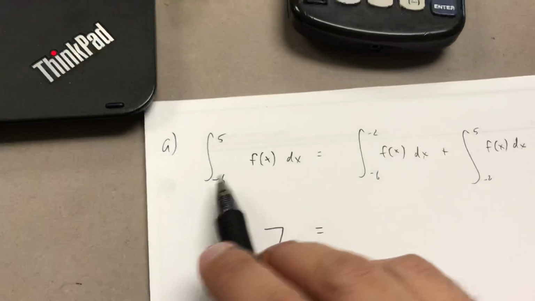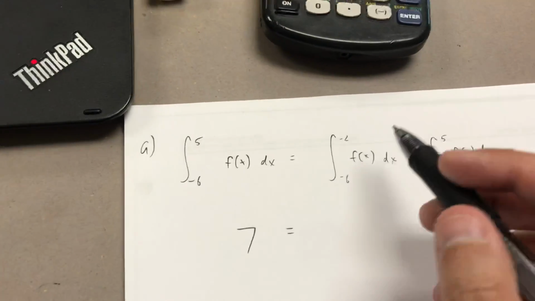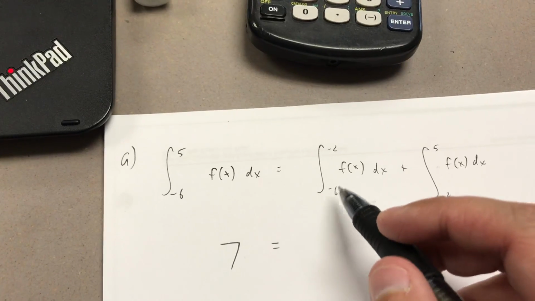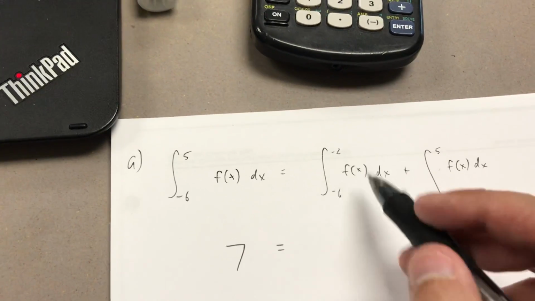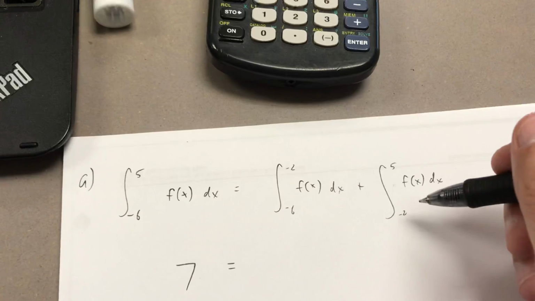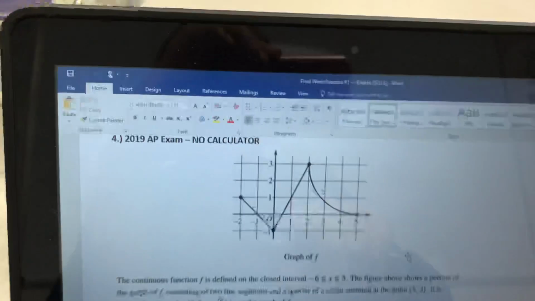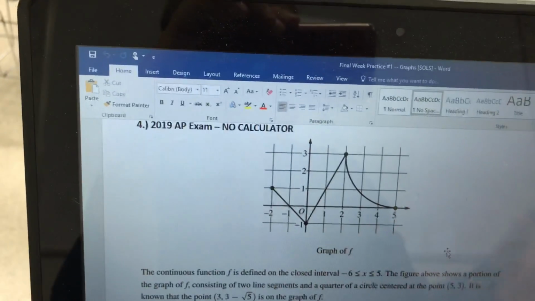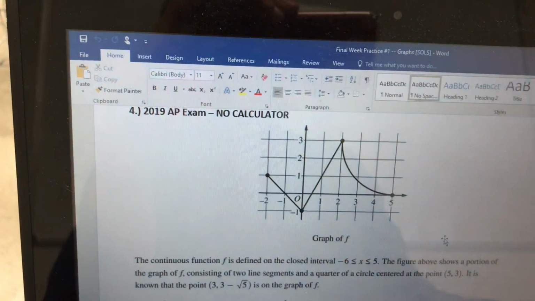So here's what I've got. This is the one that they tell me is 7, okay? I'm going to break this up in the integral from -6 to -2, which is off our graph, okay? And this is from -2 to 5. -2 to 5 is on our graph, so we should be able to handle that last part here. So that's what I'm going to focus on now.